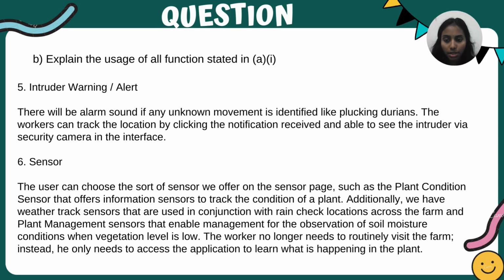So the sixth function is sensor. The user can choose the sort of sensor we offer on the sensor page, such as the plant condition sensor that offers information to track the condition of a plant. Additionally, we have the weather track sensor that is used in conjunction with rain check locations across the farm, and the plant management sensor that enables observation of soil moisture condition when vegetation level is low. The worker no longer needs to routinely visit the farm. Instead, they only need to access the application to learn what is happening with the plants.